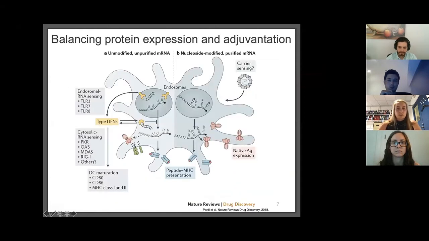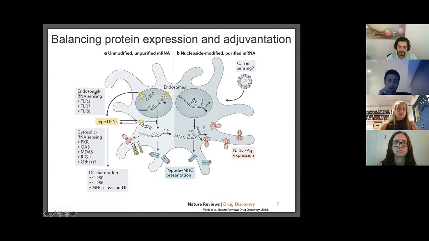The reason for this is that it's a double-edged sword when it comes to RNA. It's really a balance between protein expression and the self-adjuvantation property. What this really comes down to is the type 1 interferon response. This is the innate sensing that has evolved in our cells to limit RNA viruses. And so it's always an uphill battle for RNA.